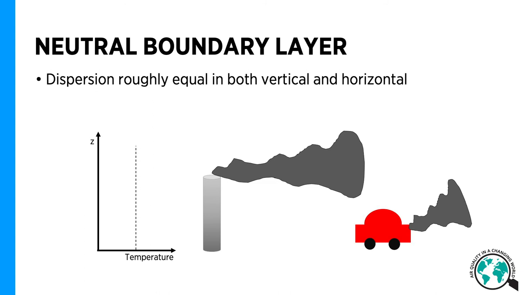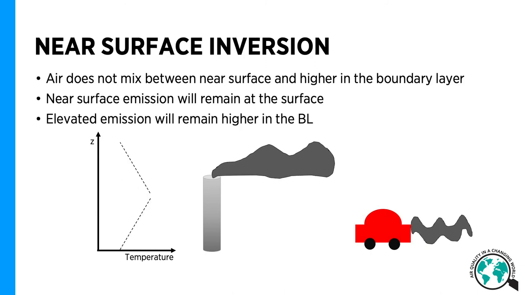In addition to these three basic vertical profiles or atmospheric stabilities, we can also consider a case where there is a near surface inversion, meaning that close to the ground, you have a stable boundary layer, and on top of that, you have unstable boundary layer. In this case, a near surface emission, like emission coming from vehicles or traffic, will remain at the surface, making the air quality worse. But on the other hand, if there is an elevated emission, for example, from a power plant, this will remain higher in the boundary layer and it will not be mixed to the ground level.